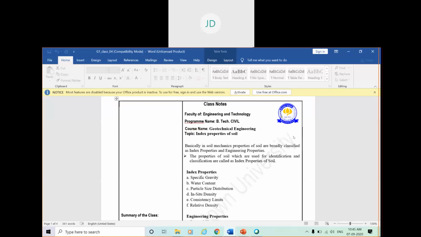Basically in soil mechanics, properties of soil are broadly classified as index properties and engineering properties. The properties of soil which are used for identification and classification are called index properties of soil. Index properties are meant to classify or identify the soil. And under index property, how many are there in total? I think six.